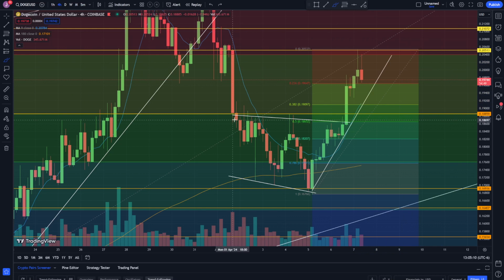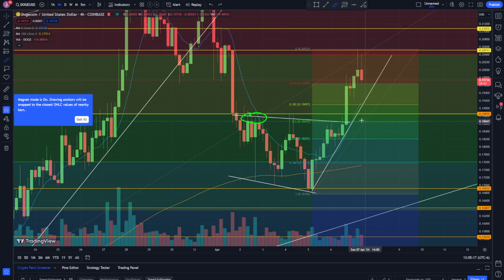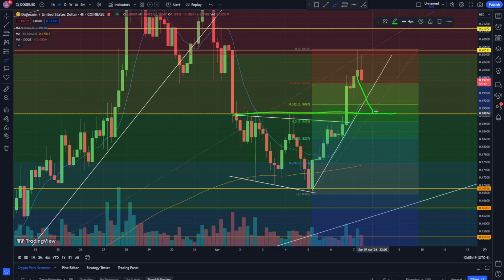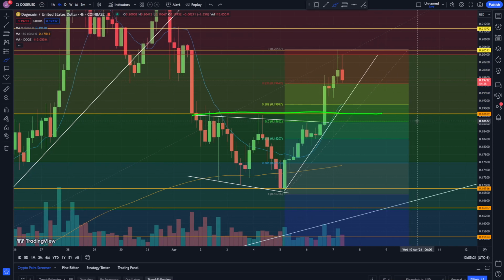And then also this resistance can turn into support if we head down. So it might come down to this level and then get a nice little bounce on there, and then that'll be another confirmation that we might be heading to the upside if we could get a bounce right there. So a lot of things are possible, but we'll be following along.